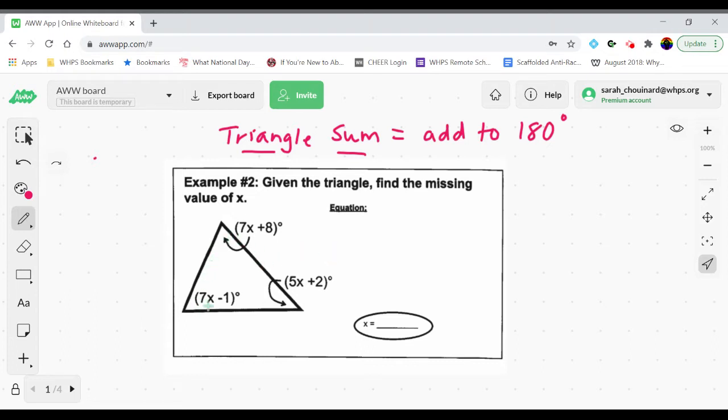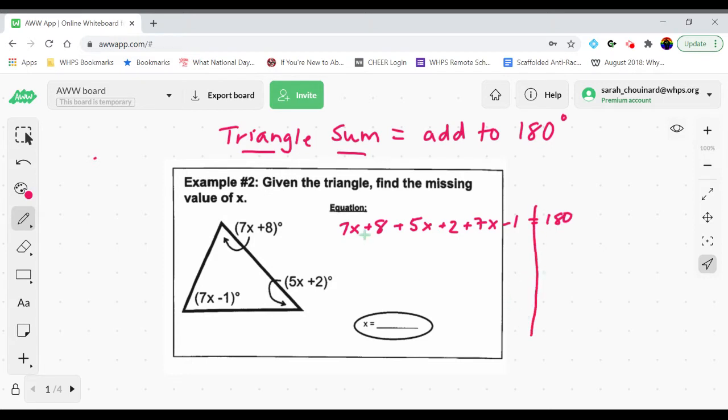Since we only know the interior angles of the triangle, that means we want to use triangle sum, which tells us that the three angles add to equal 180. So all I'm going to do is add each of the three expressions together. So I'm going to do 7x plus 8 plus 5x plus 2 plus 7x minus 1 equals 180 degrees.